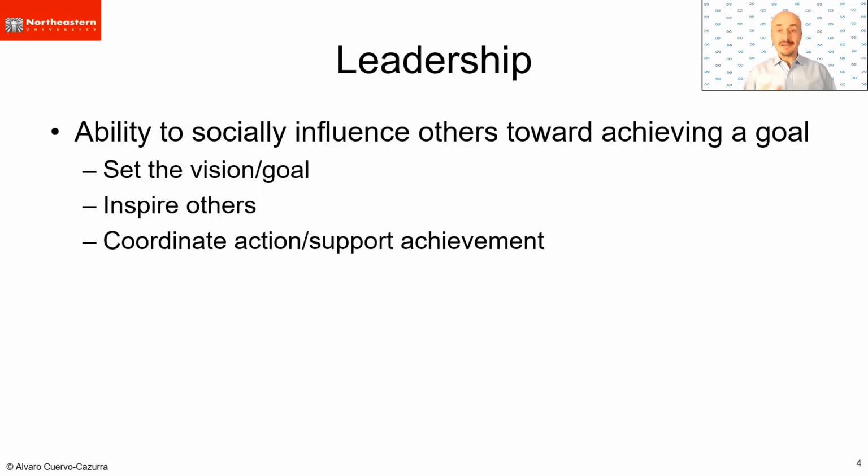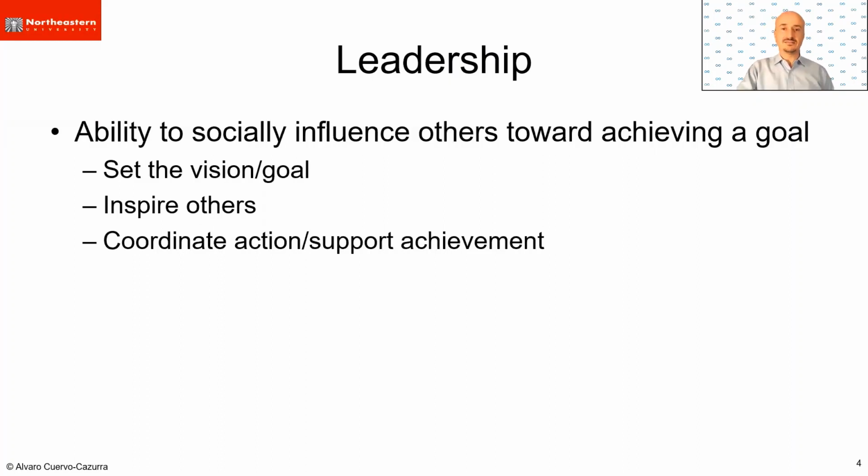An ability to inspire others so that they follow you because they think that you have a really nice vision for the future. And also your ability to not just inspire, but also coordinate the actions of other people, your followers, the people you delegate the decisions to, and the ability to provide support so that you end up being successful in the achievement of the goal.